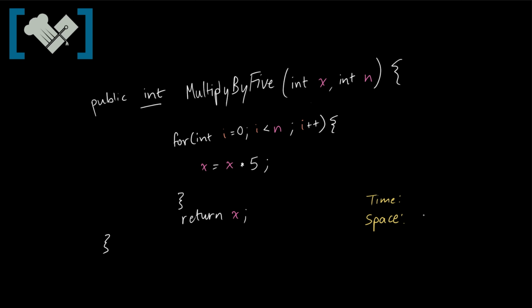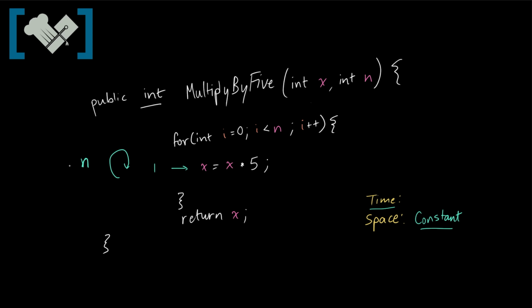Space is constant, just like before. We have 2 variables. Time, however, is a little more complicated. We run only one statement, x equals x times 5. However, that statement runs in a loop n times. This means the time isn't constant.